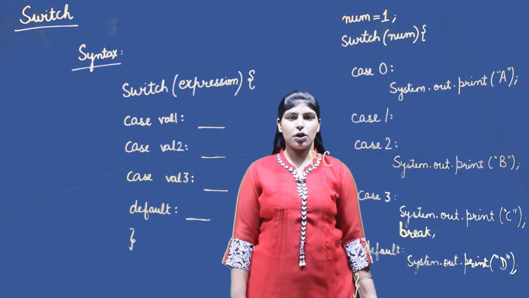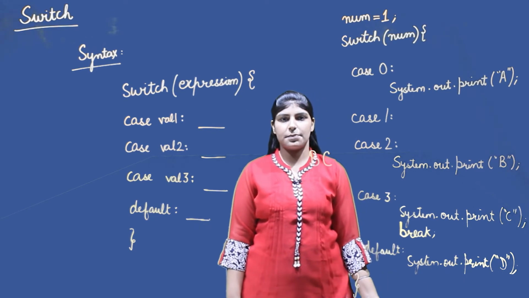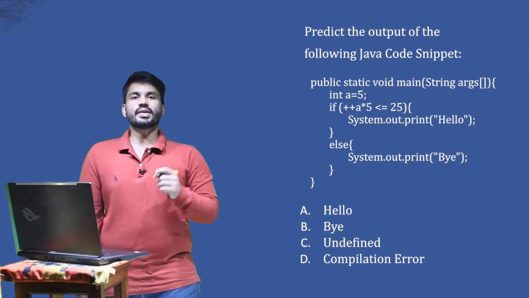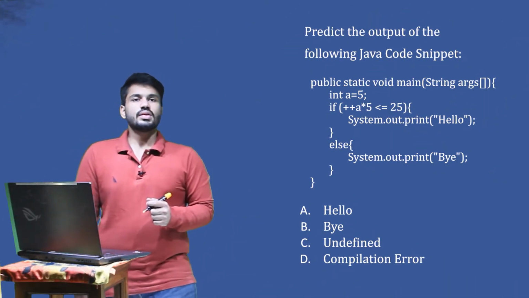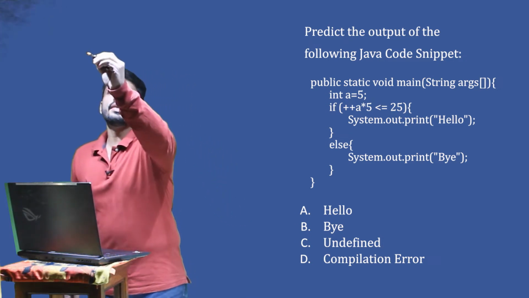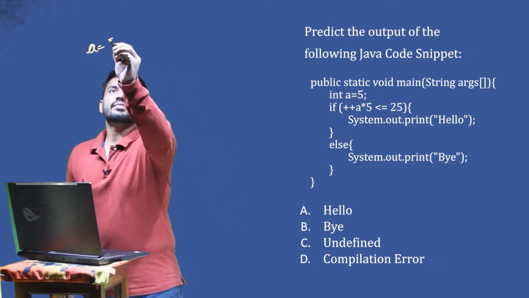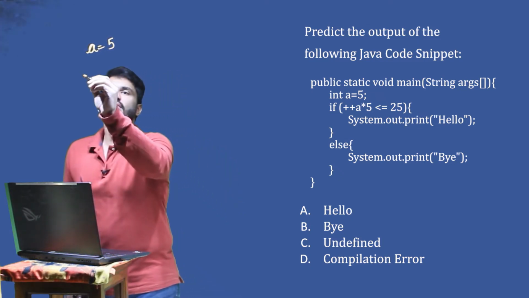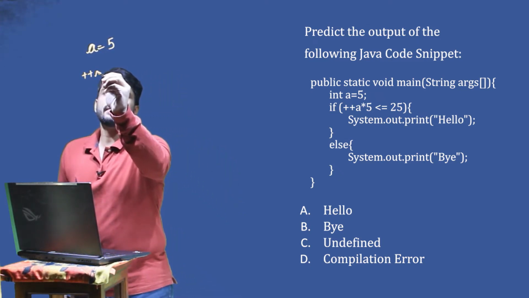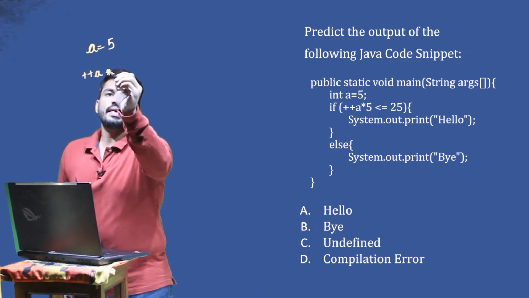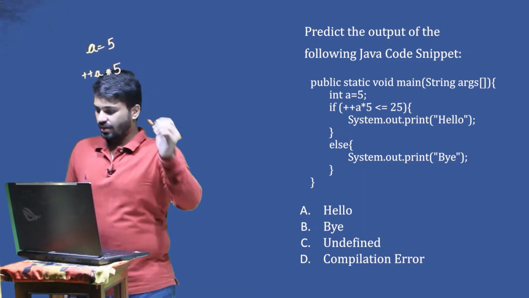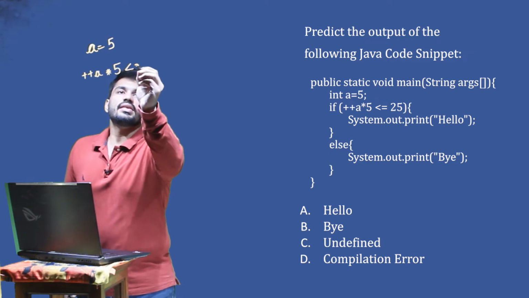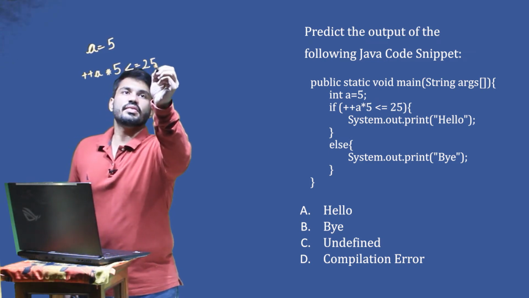Let us now try to solve some MCQs based on these concepts. In the first question, we have to predict the output of the following code. So we have an integer a whose value is 5. Inside the if condition, we are given ++a * 5 <= 25.